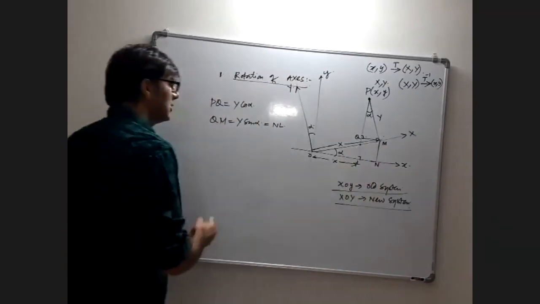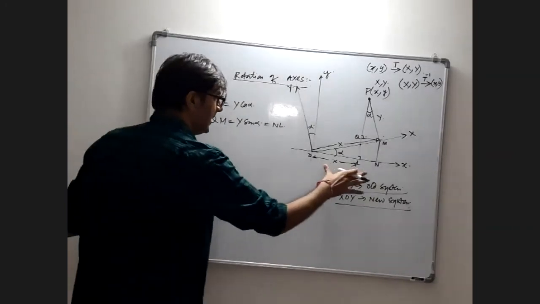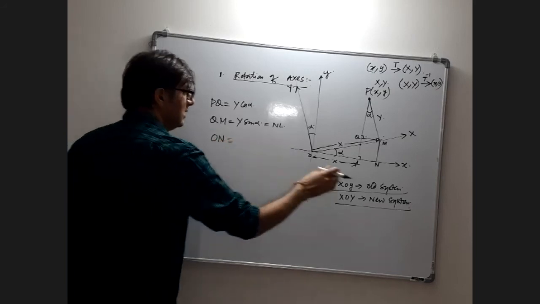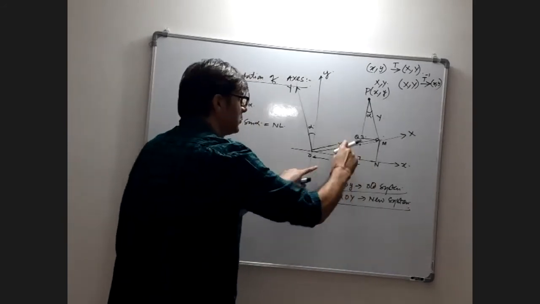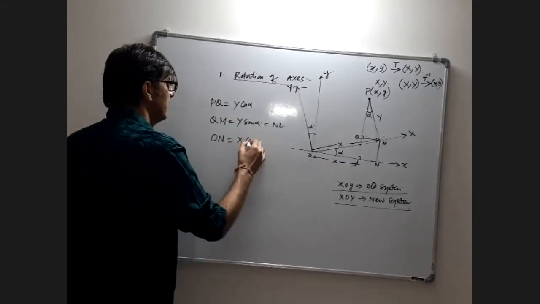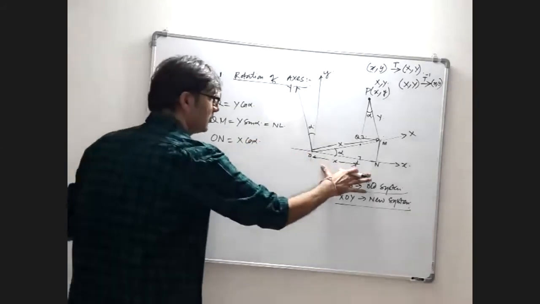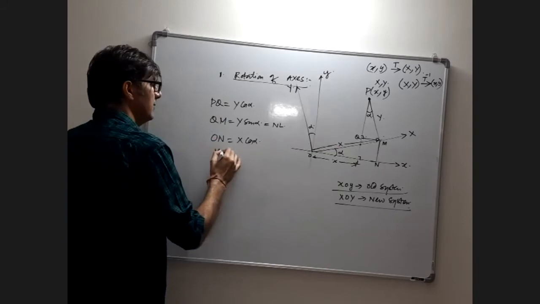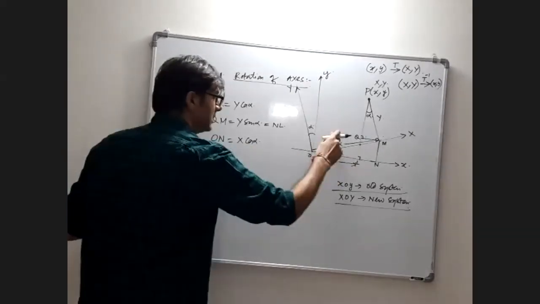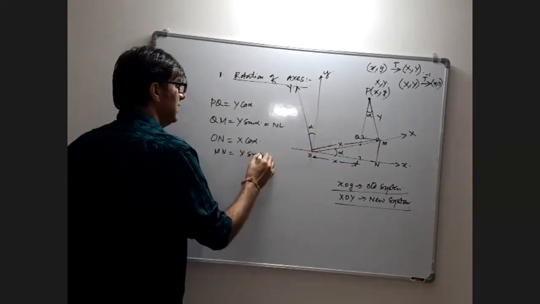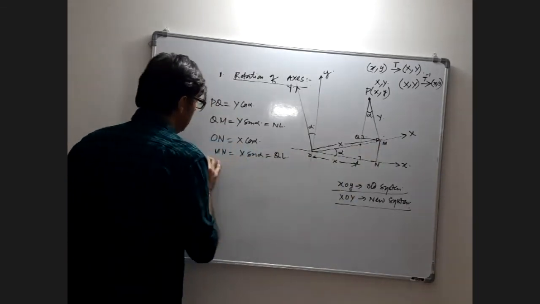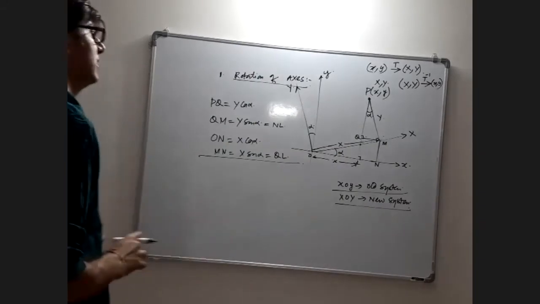What is OM equal to? First, what is ON equal to? This ON is equal to X cos alpha, capital X cos alpha. And then MN, what is MN equal to? That is X sin alpha, and MN is equal to QL. Okay, now this is the data which you need to prepare.